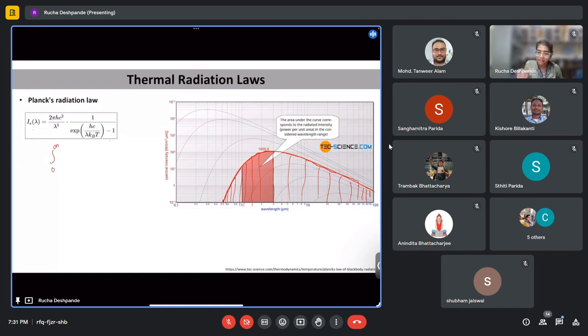And if we want to find the relation between Planck's radiation law and Wien's displacement law, Wien's displacement law is giving us lambda max, right? So it's giving us the point of maximum. So we need to find the derivative of this equation and then equate it to 0. The point where this derivative is 0 would be our lambda max.